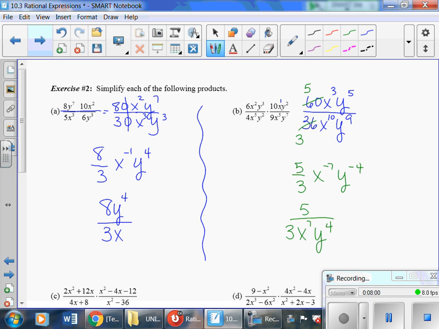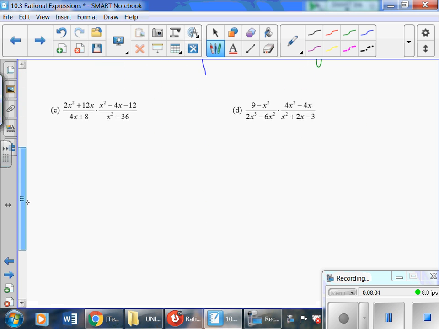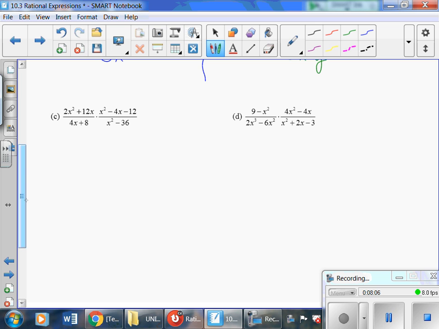Going on to C and D. These are the ones that get a little bit harder. But as you get better at factoring, you'll see how these get a little bit easier. All right, so what we're going to do now is we're multiplying straight across. So the first thing I'm going to look at is my fraction on the left, and I can see that I can pull out a 2x out of this.